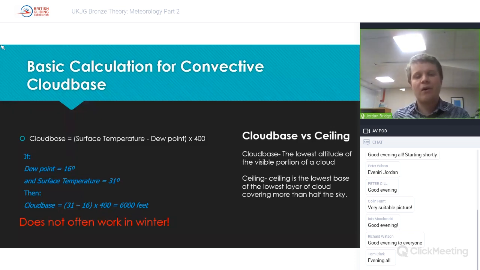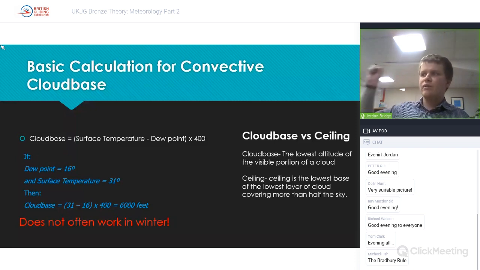I've put in there about cloud base and ceiling as well. That's because there is a difference between the two, and it's not particularly well understood. Cloud base is the lowest altitude of the visible portion of a cloud. So it could be any speck of cloud, as long as it's significant enough. If there's a cloud floating across the airfield, just one little cloud, the cloud base would be maybe 1,000 feet.